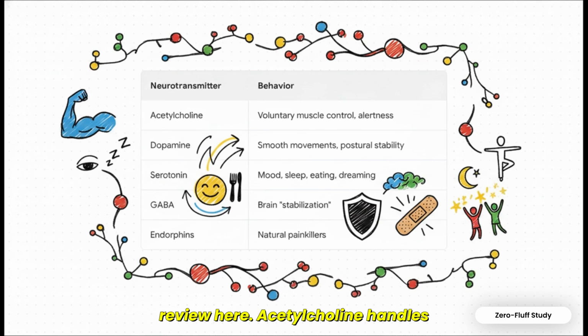Acetylcholine handles voluntary muscle control and parasympathetic responses. Dopamine, that's crucial for smooth movements and postural stability. Serotonin is regulating your mood, eating, and dreaming. GABA provides brain stabilization, and endorphins, well, they act as our body's natural painkillers. Literally, every single behavior stems from this specific chemical cocktail.